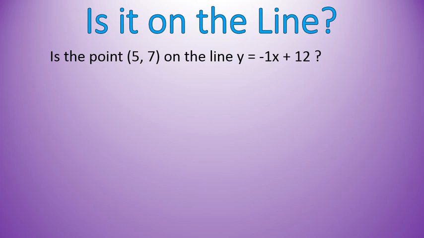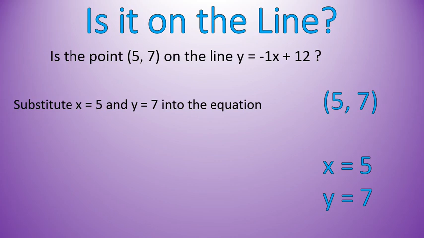Hey, are you back? What did you think? Yes? No? Let's take a look. Our point is (5, 7). That means our x value is 5, our y value is 7. So we are going to substitute 5 in where we see the letter x and 7 in where we see the letter y into this equation.